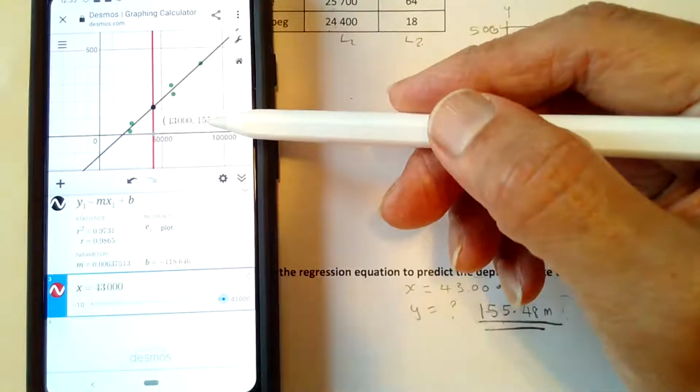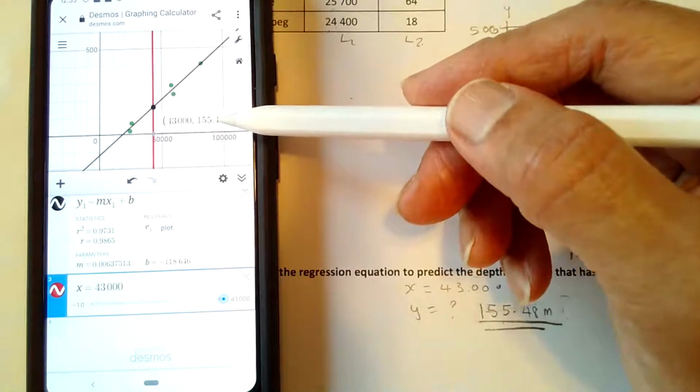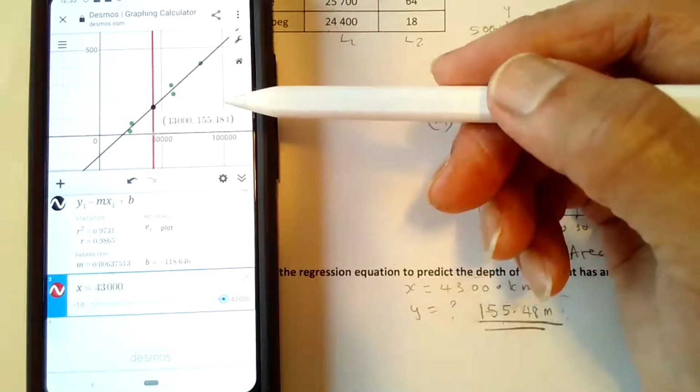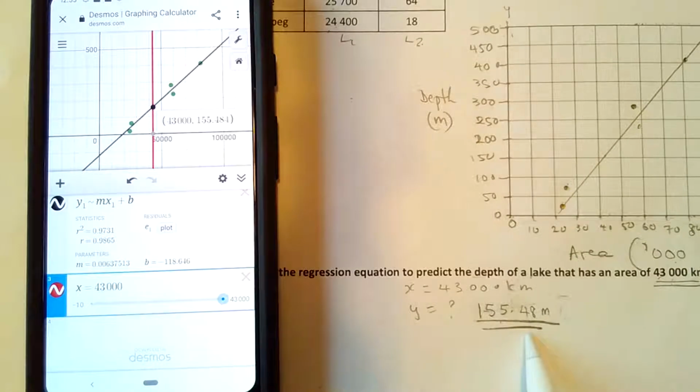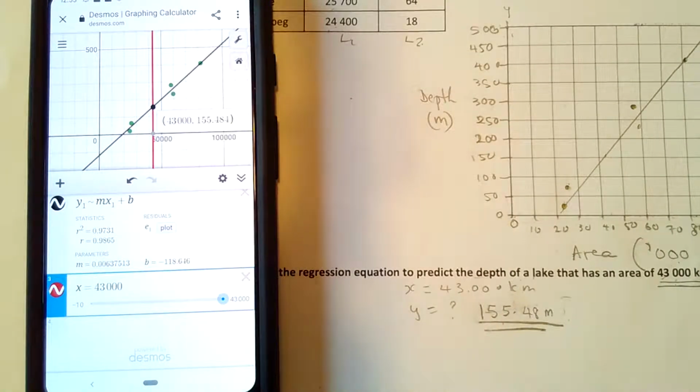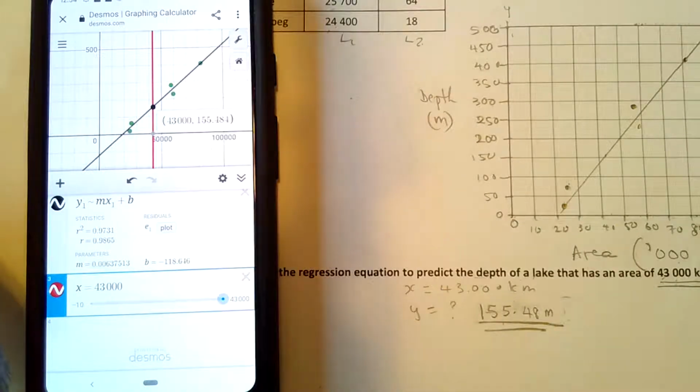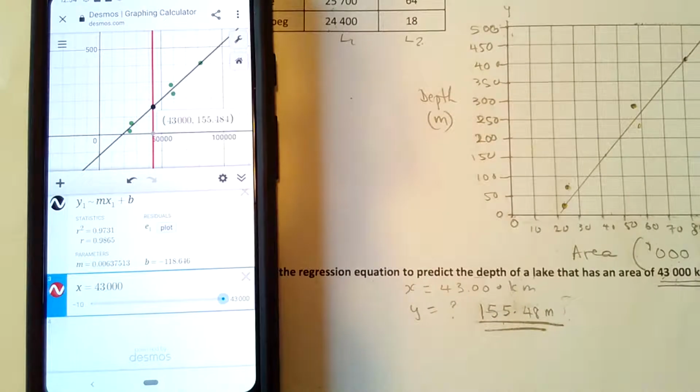So if we were to touch that, that gives us a depth of 155.48 meters, which is exactly what we got in our graphing calculator. So either way, you'll end up with the same result, graphing calculator or Desmos. Okay. So that's question example 1 in your textbook.